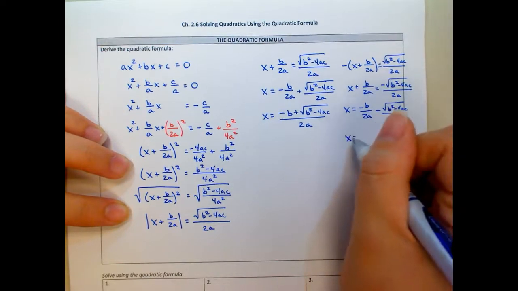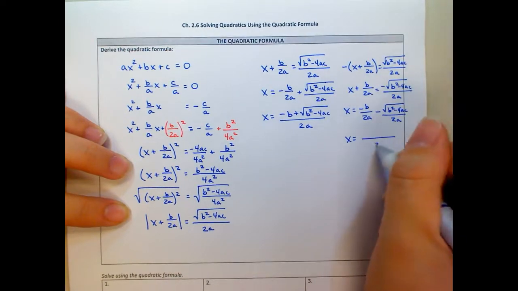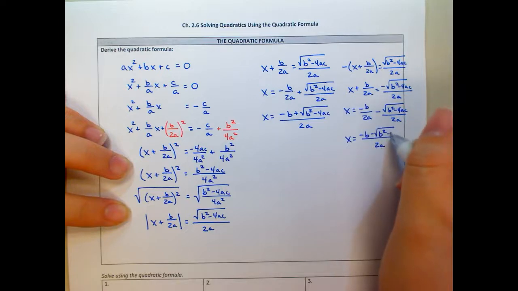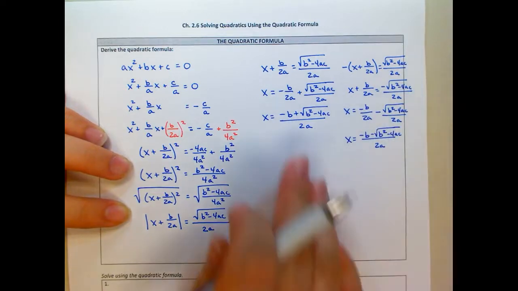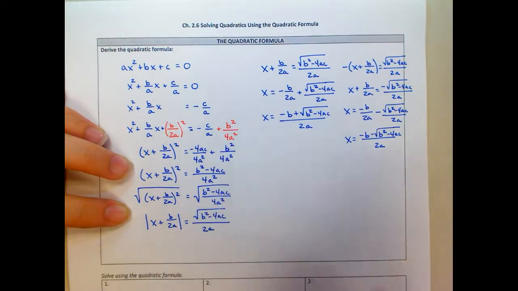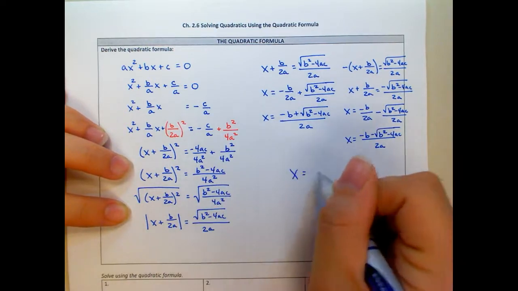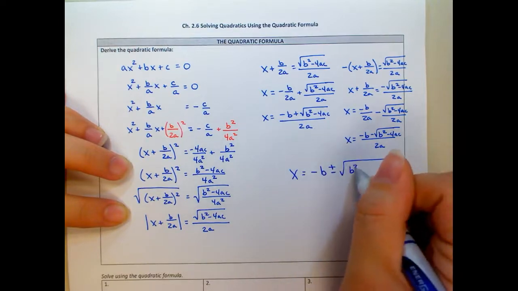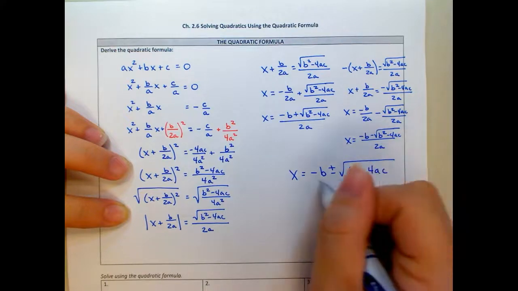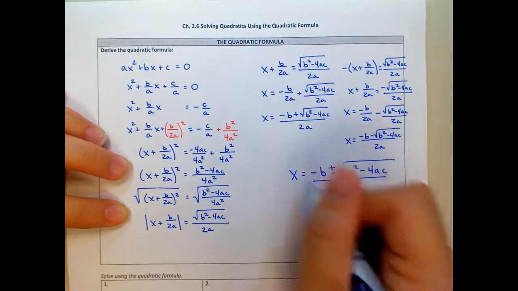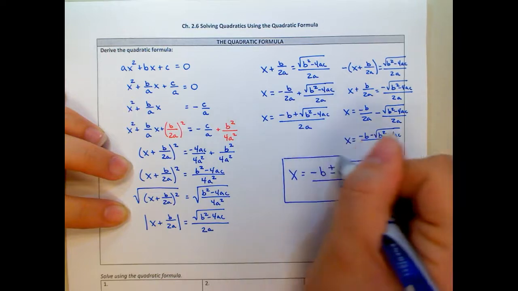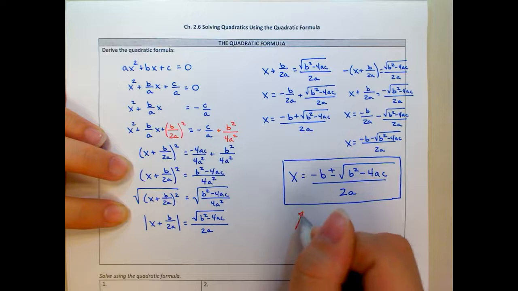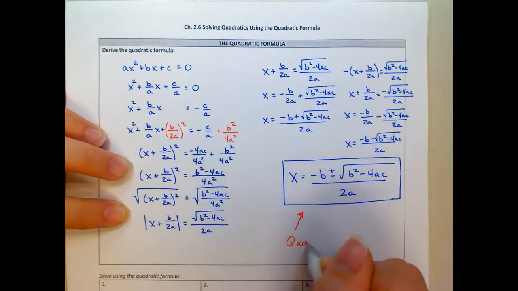And again, we can put this under one common fraction if we want. So 2a is the denominator, negative b minus the square root of b squared minus 4ac. And then we would most likely put these together so that we would end up with x equals negative b plus or minus the square root of b squared minus 4ac all over 2a, which is our quadratic formula. Yay.